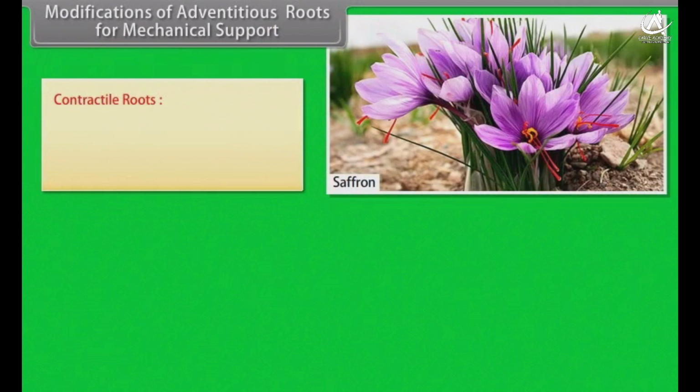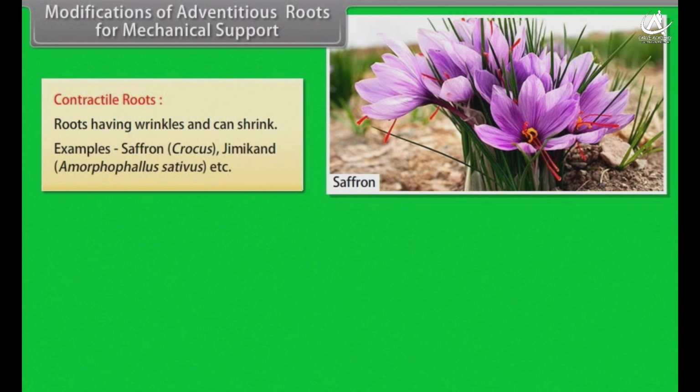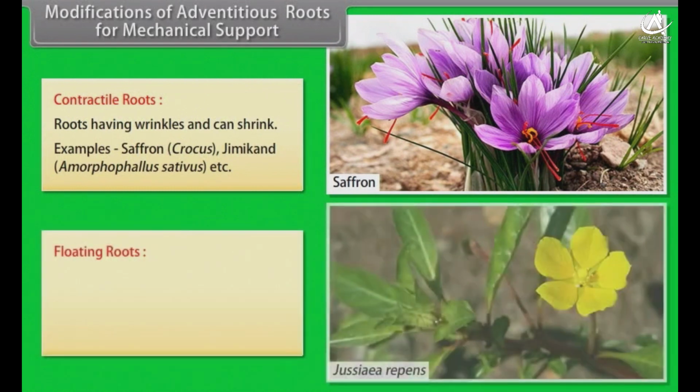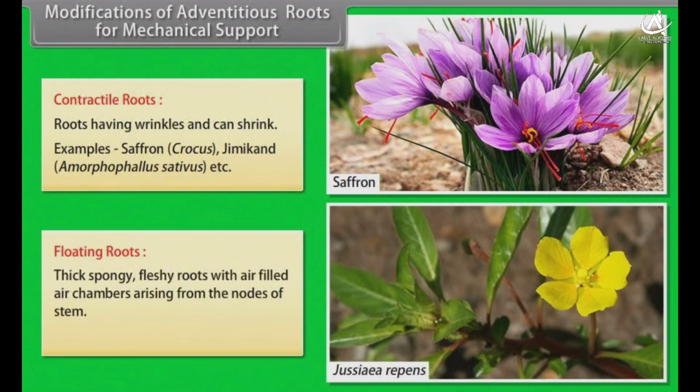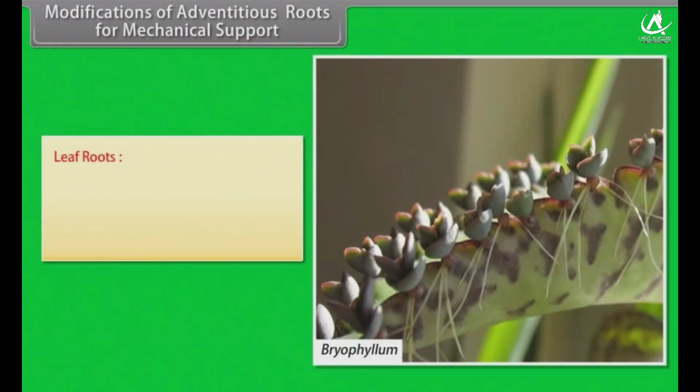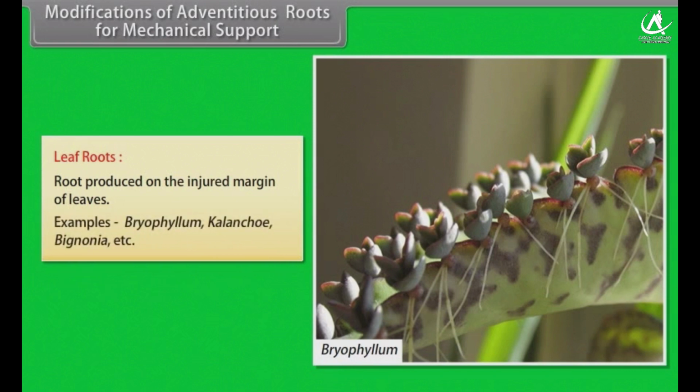Contractile roots: roots having wrinkles that can shrink. Examples, saffron, jimmycand, etc. Floating roots: thick, spongy, fleshy roots with air-filled chambers arising from the nodes of stem. Example, Jussiaea repens. Leaf roots: roots produced on the injured margin of leaves. Examples, Bryophyllum, Bignonia, etc.